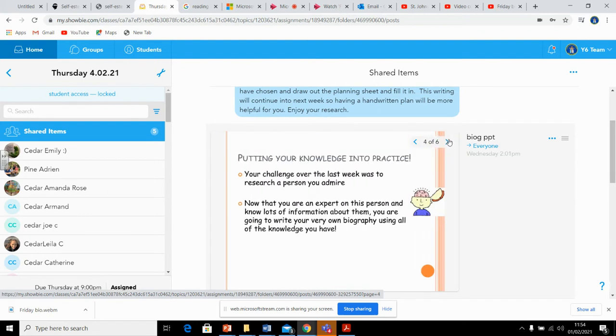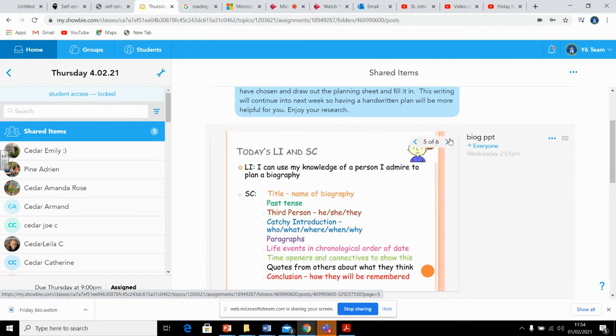There's some examples of some biography covers, but then the key things that a biography includes are the title, the name of the biography. They're in the past tense, third person. It's a catchy introduction, set out in paragraphs, because even if they've got many subheadings, they're set out in paragraphs. And the life events are in chronological order. So, however you organise the text, even if you do use little bullet point subheadings, or you use rhetorical questions to open each paragraph, it'll still be in chronological order. So that's really important to remember.